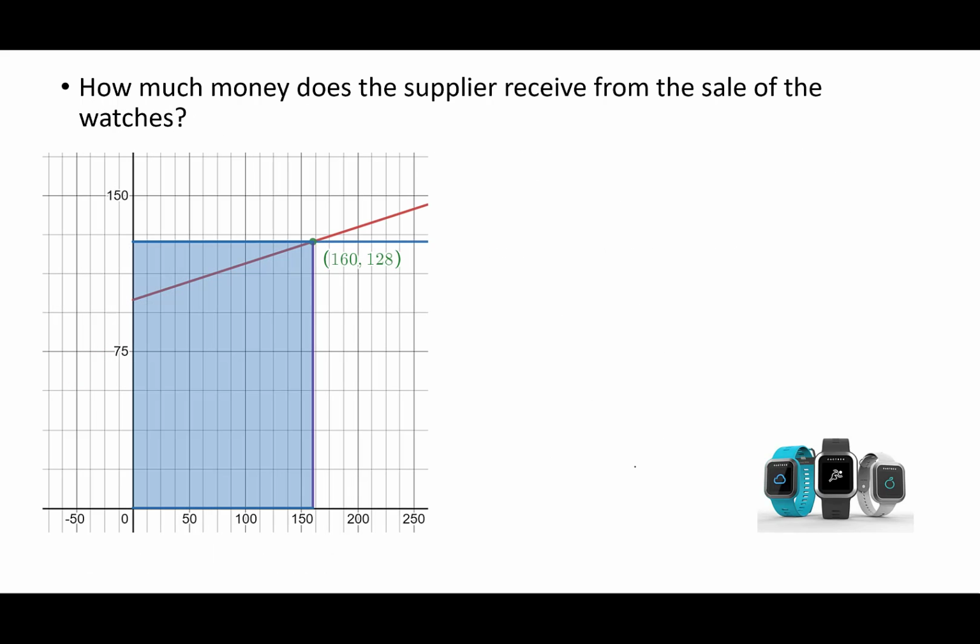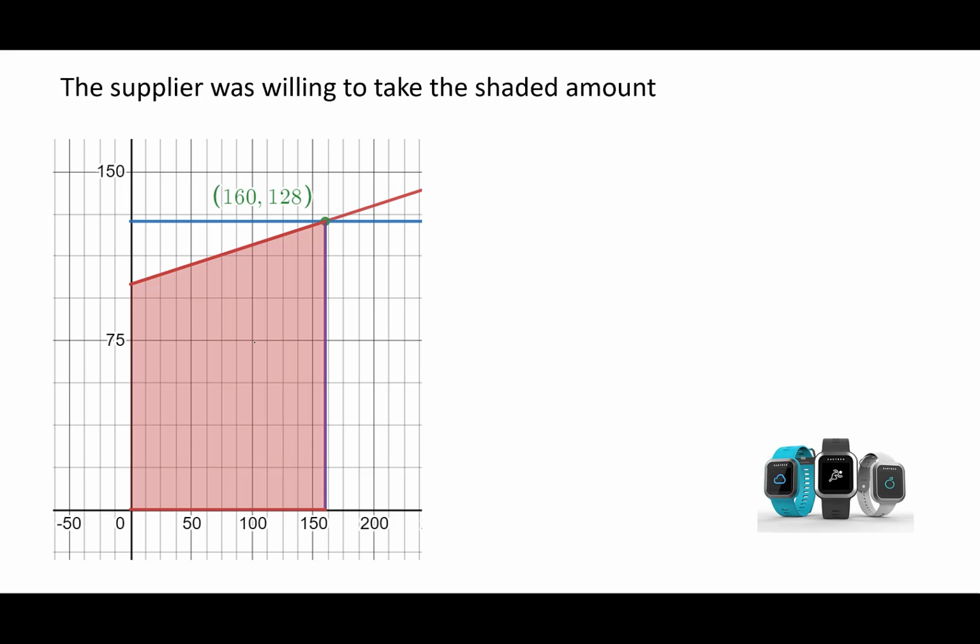So when we look at this, we need to say how much money does the supplier receive from the sale of the watches? We're still thinking of the idea of revenue, and it would still be this big box where I take the price times the quantity. It would create this rectangular area. But this time, what we notice is they had an idea of how much money they wanted to make, and that's represented by this trapezoid, where I have the supply function over the area that got me to the 160 watches that we're making. So they had a little bit of extra.